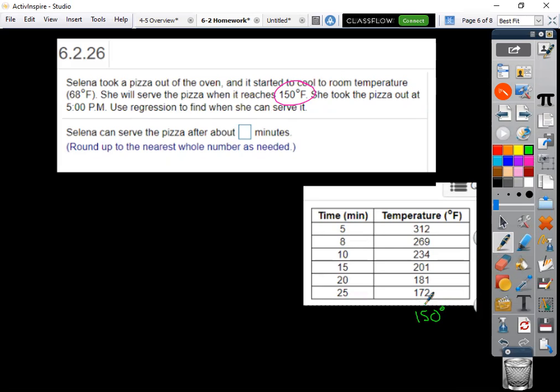So the problem suggests using regression to solve this. And so over here, we're going to jump into Desmos. I've tried to save a little time by already typing in the data for you. I'll show you what you need to do if you don't know how to do that though.